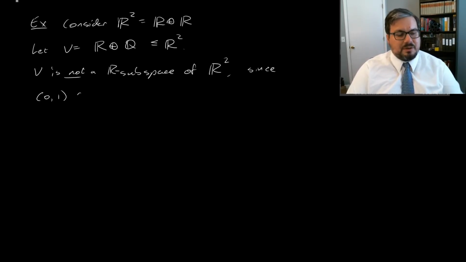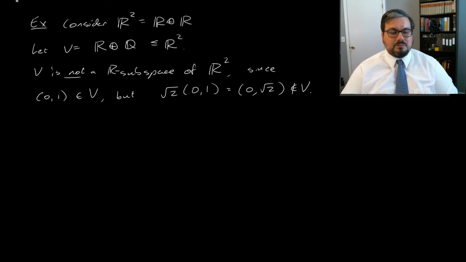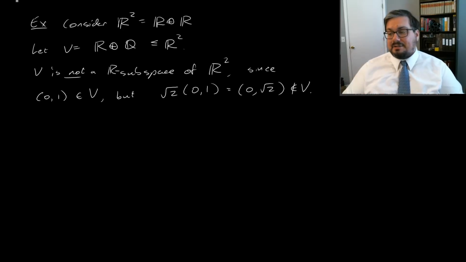So for instance, we could note that the element (0, 1) lies in V, but if I take square root of 2 times (0, 1), by definition, this is what we get when we take square root of 2 times each of the entries. So square root of 2 times 0 is 0, square root of 2 times 1 is the square root of 2, and the point is that's not in V. So V is not closed under the action of R, and therefore it is not a subspace of R2, even though it is an additive subgroup.